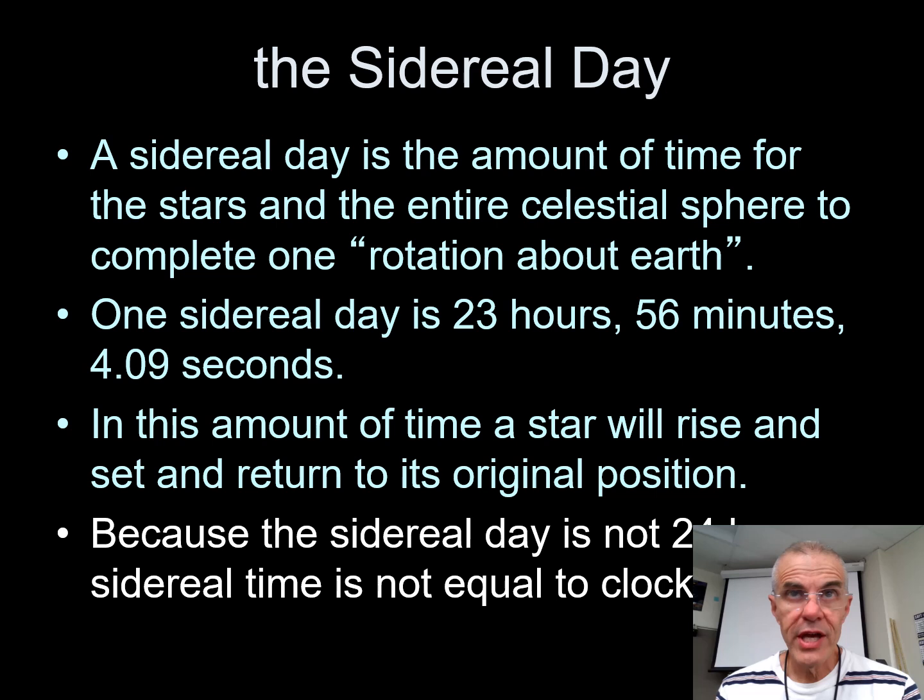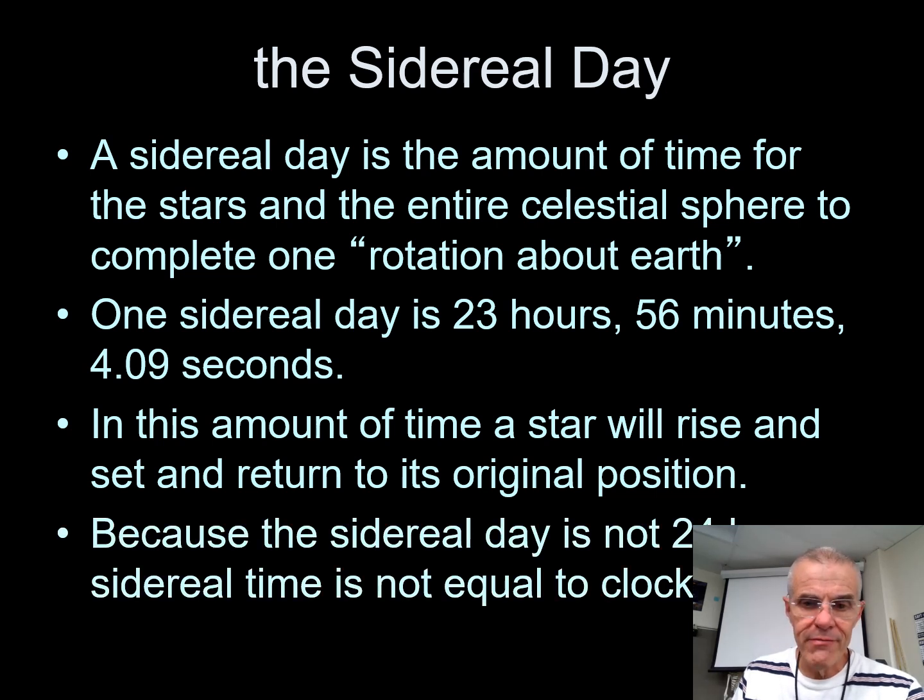Because a sidereal day is not 24 hours, sidereal time is not the same thing as the time on our clock, the clock on the wall. And it also is why we noticed 1 hour of right ascension was not exactly 1 hour of time on the clock. So that's an important distinction.